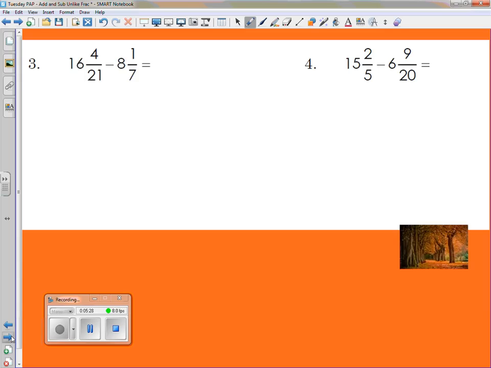Next one. Our common denominator would be 21. So the first part doesn't even change. 7 times 3 is 21, so this would end up being 3. 3 from 4 is 1 out of 21. 8 from 16 would give me 8.